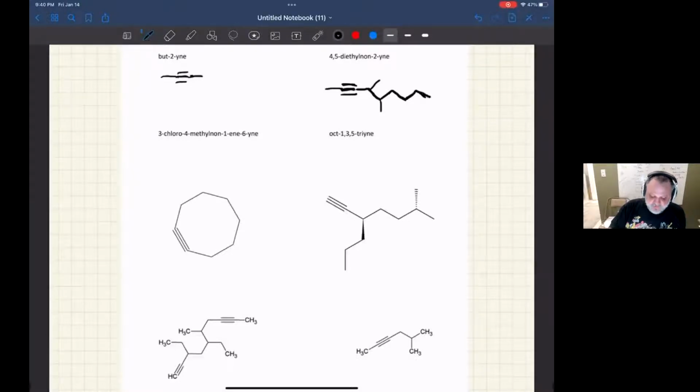Okay, what's next? 3-chloro-4-methyl non-1-ene-6-yne. So this is an ene-yne, and we've got the ene at the 1 position, so we're going to start out with a double bond. Then, so that's 1, 2, that's 3, 4, 5, 6, 7, 8, 9. And it's actually, I forgot to do the yne, that's the 6th position.